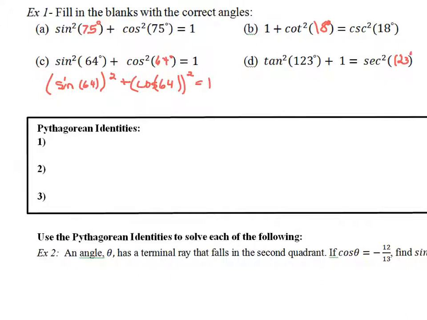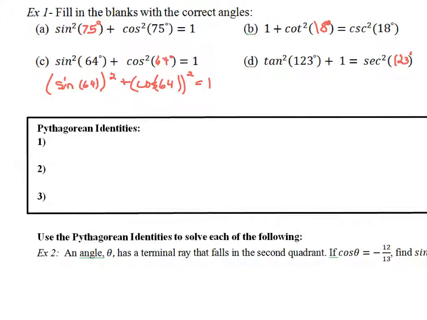So the moral of the story here is that the angles have to match going all the way across in any Pythagorean identity. So I'm going to take a minute to fill in this box at the top of the next page of your notes with all 3 Pythagorean identities so that I get used to using these Pythagorean identities. I don't actually memorize all 3 of them.